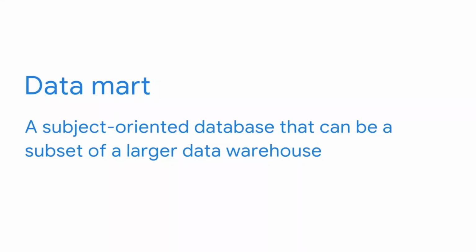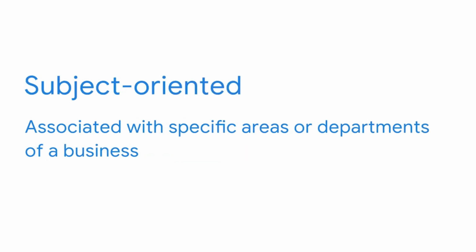One of these tools is a data mart. As you may recall, a data mart is a subject-oriented database that can be a subset of a larger data warehouse. In BI, subject-oriented describes something that is associated with specific areas or departments of a business, such as finance, sales, or marketing. As you're learning, BI projects commonly focus on answering various questions for different teams. So a data mart is a convenient way to access the relevant data that needs to be pulled for a particular project. Now, let's check out data lakes.